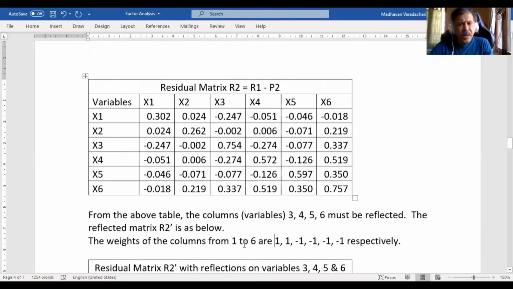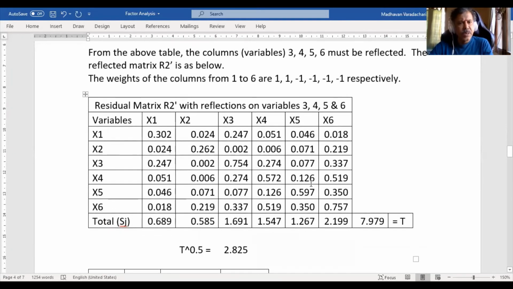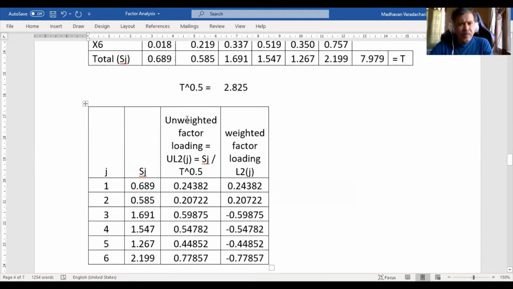Here, if you compare this matrix with this matrix, you may notice only the negative signs got changed to positive signs. Again, you do the same thing: column totals, then the grand total, then taking a square root. Again, you calculate the same unweighted factor loading. How do you calculate? Write down these SJ values in the second column. Then you find out the unweighted factor loading. How do you do it? This SJ divided by this, 0.689 divided by this, 0.585 divided by this. You write all those things.